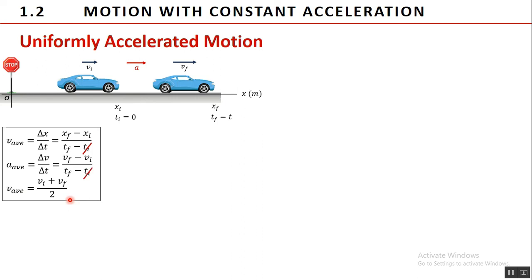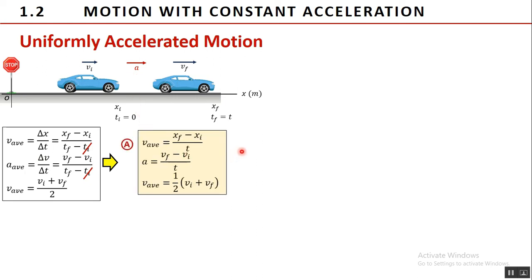We transform these equations by letting t sub i equal 0 and t sub f be the time interval t, which means the time t is any later time from 0 second. We also change the average acceleration to instantaneous since the acceleration is constant. So these are the transformed basic equations and we mark them as equations A, B and C, respectively.